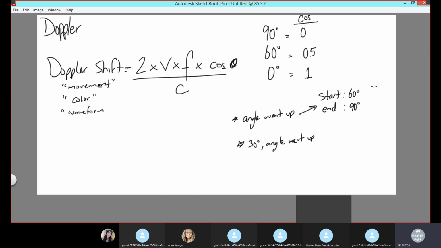Now I need to know what happened to my cosine value. The cosine value of 60 degrees is 0.5. The cosine value of 90 is 0. So this is what I'm looking at. What happened to my cosine? Did my cosine go up or did my cosine go down? And in this case, I started with 50 cents and I'm left with nothing. So my cosine value went down. So now I can go to my formula and say, if my angle goes up, my value goes down. And therefore my Doppler shift goes down. This makes sense?